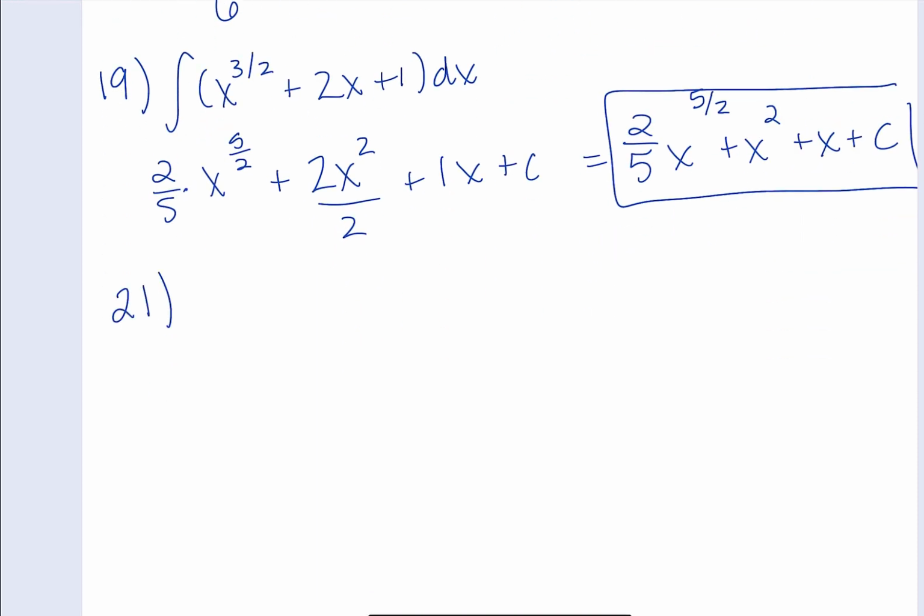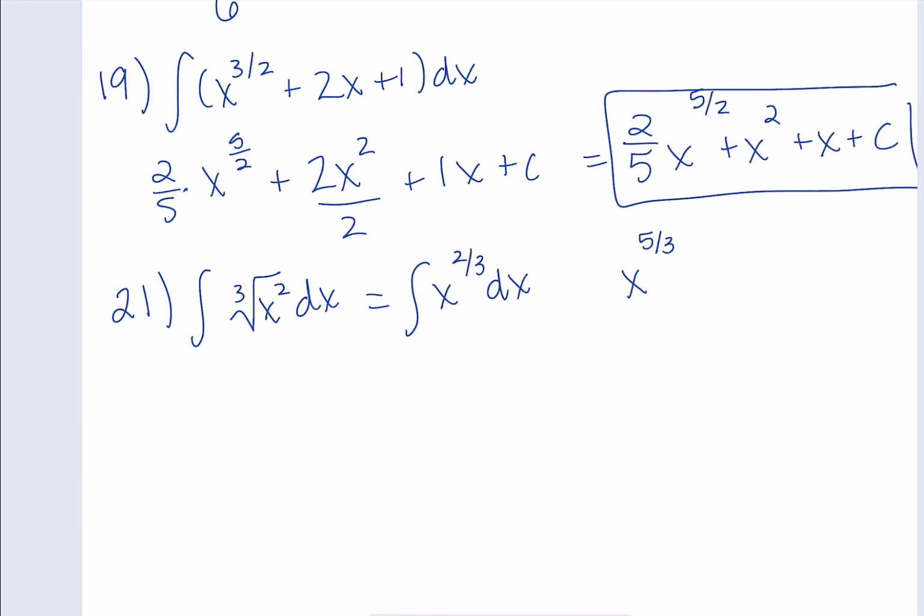On number 21, we have the cube root of x squared, which we'll want to rewrite as x to the 2/3 dx. And that will go to x to the 5/3 and then multiply by the reciprocal.